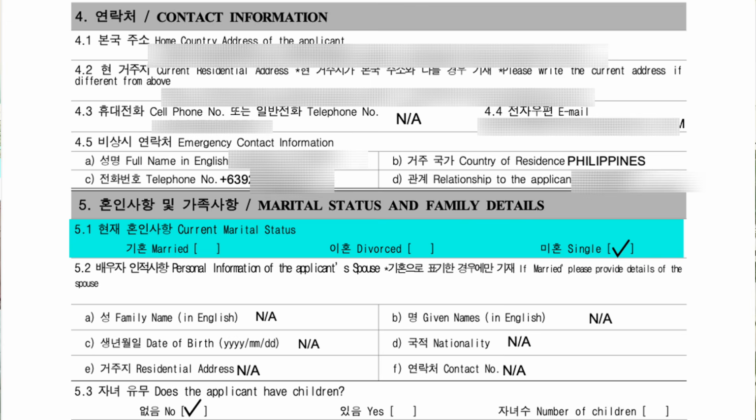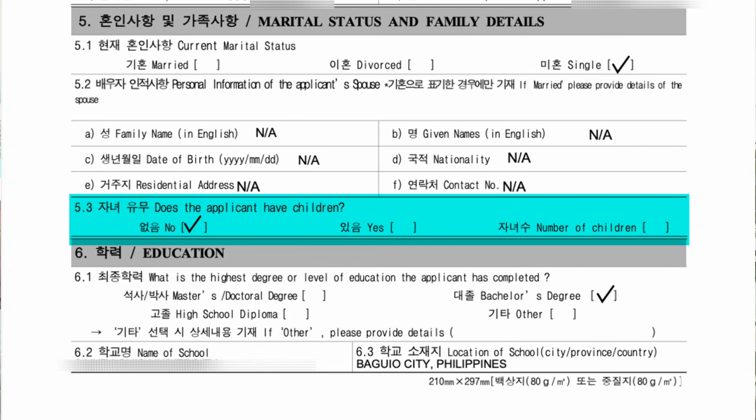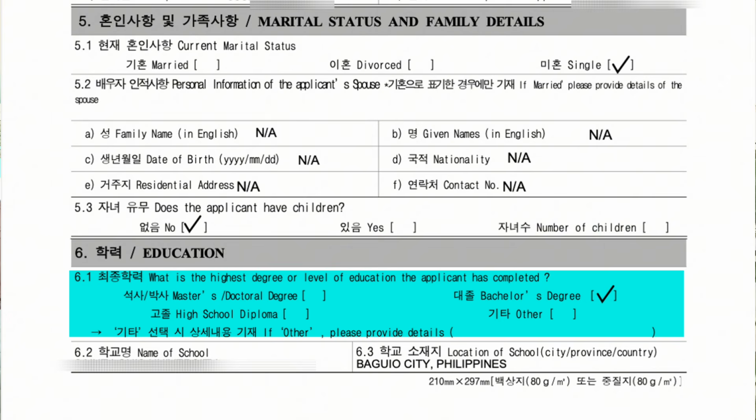Next is marital status and family details. If you're married, divorced, or single. If you're married, place your spouse's information here. Does the applicant have children? No. If yes, place the number of children. Education, what is the highest degree or level of education of the applicant? Just answer here kung master's or doctoral degree, high school, diploma, bachelor's degree, or other. Kung other, again, place it over here.